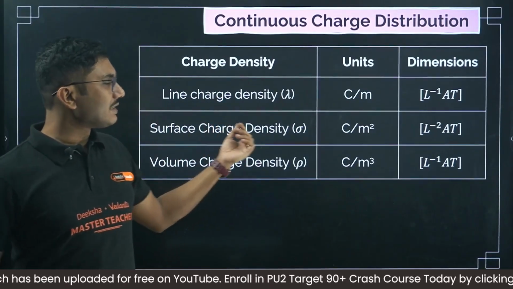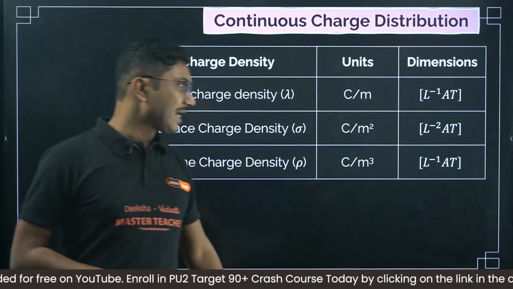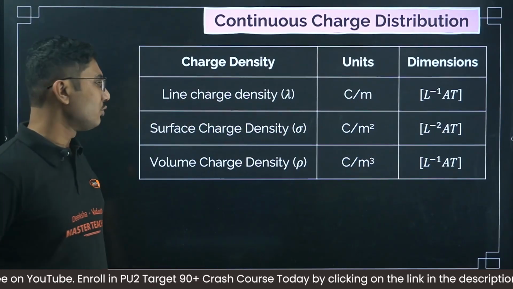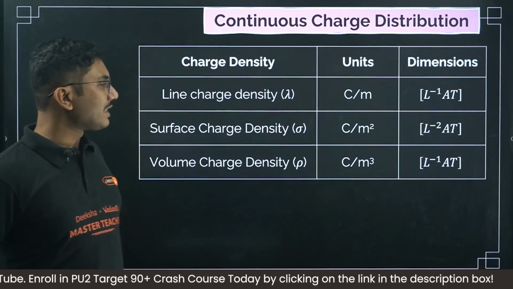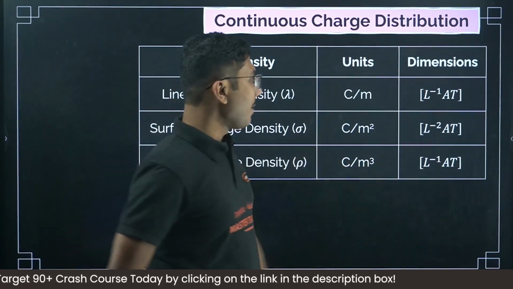Surface charge density sigma: unit is coulomb per meter square, and its dimension is L to the power of -2 A T. Volume charge density rho is given by coulomb per meter cube, with dimension L to the power of -3 A T.